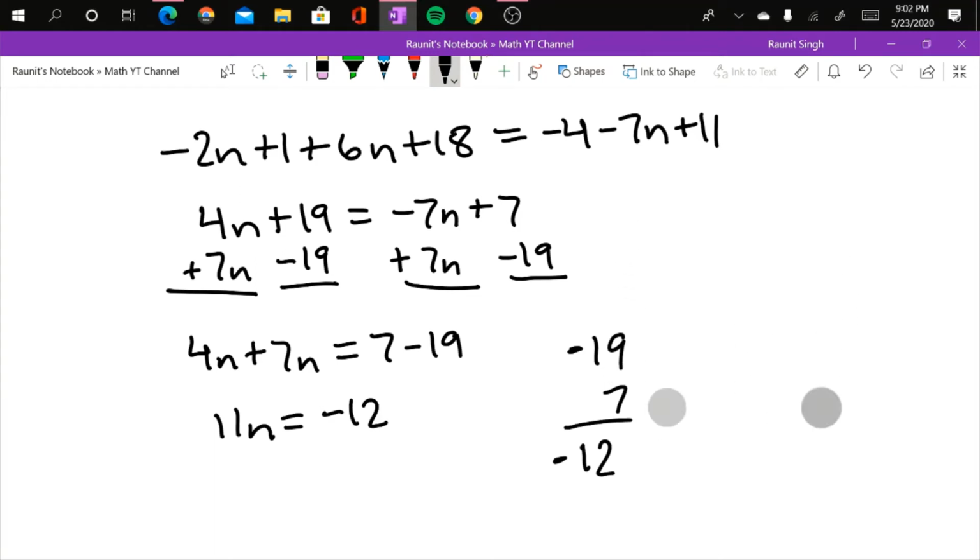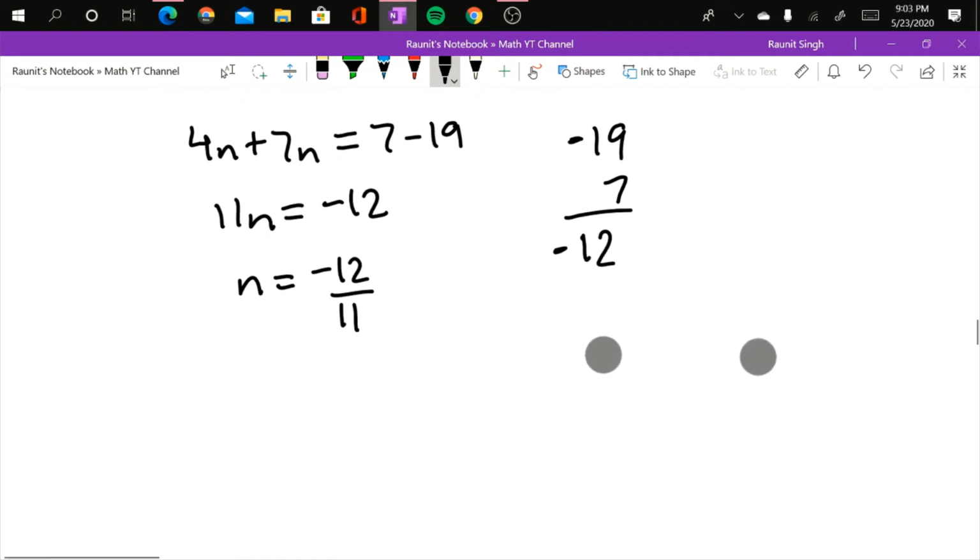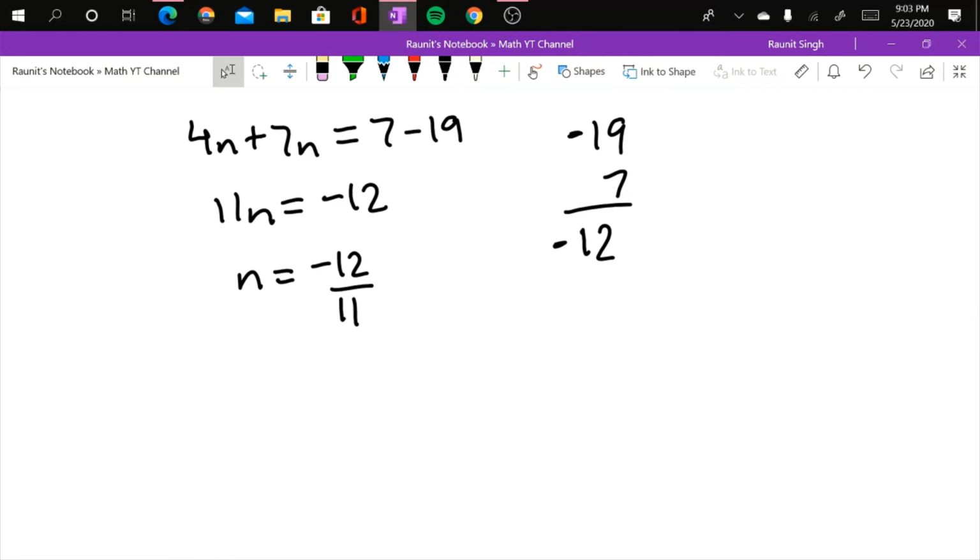And then that brings us to n equals negative 12 over 11. And then if we wanted to convert it into a mixed fraction, we would get negative 1, because it can't divide anymore. And then since we have a remainder of 1, it would be 1 over 11.